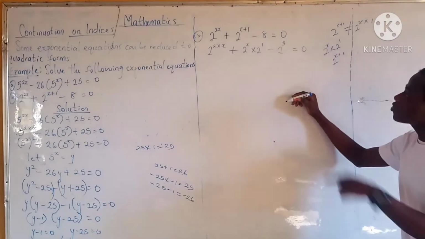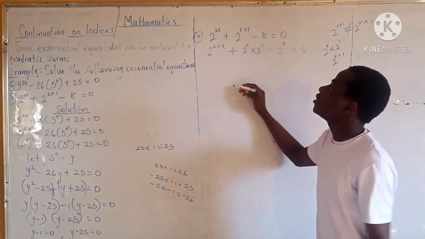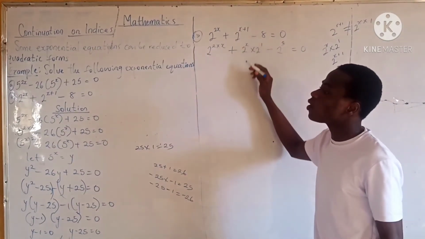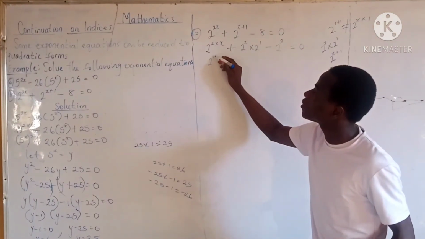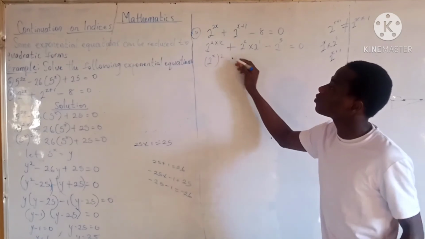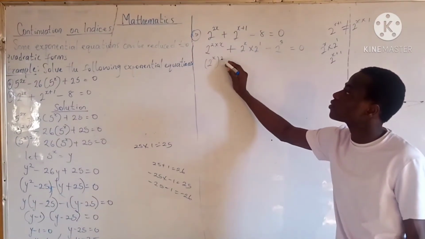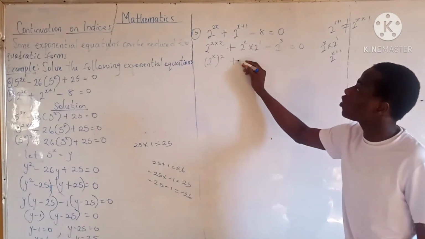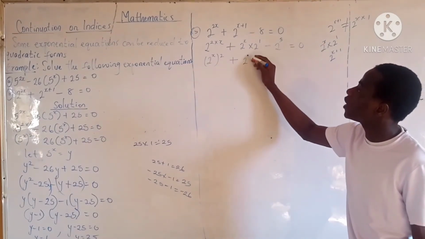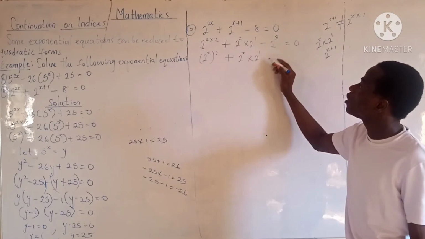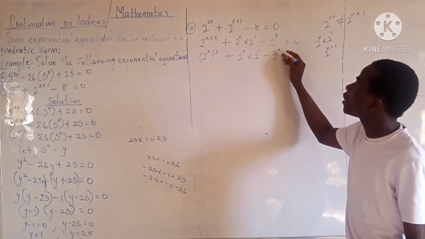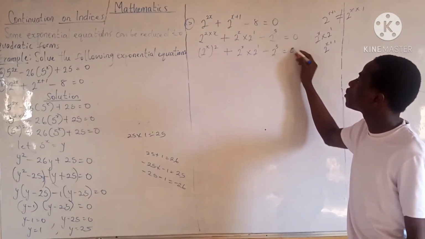So at this point now we have 2 raised to power x. So I use 2 raised to power x as the missing number. So let's say this one becomes 2 raised to power x, all bracket 2, to give us the same thing back, x times 2x. Then plus this one also, 2 raised to power x, times 2 raised to power 1, then minus 2 raised to power 3, then equals 0.